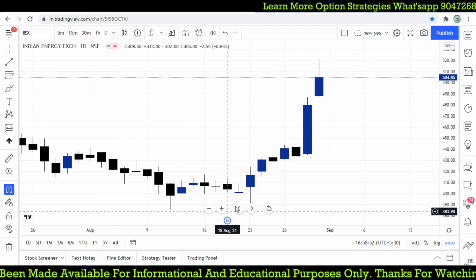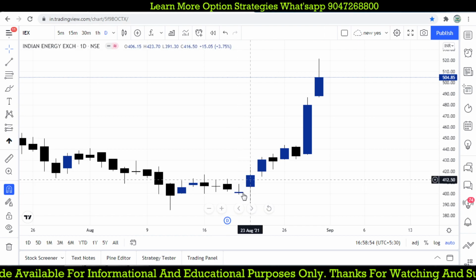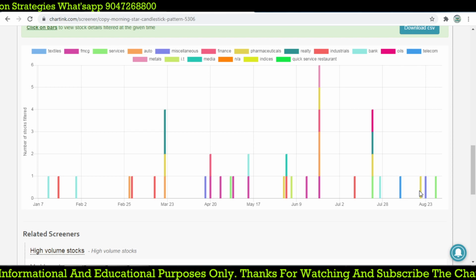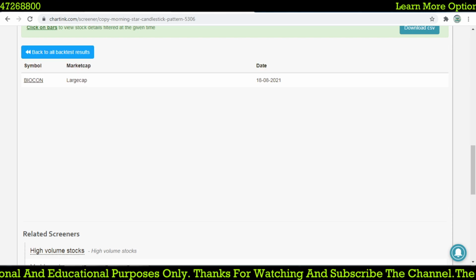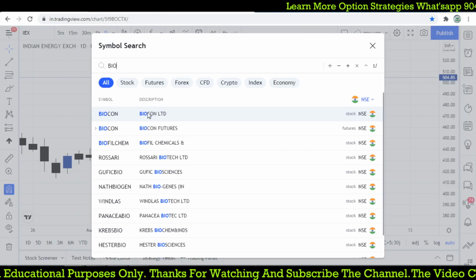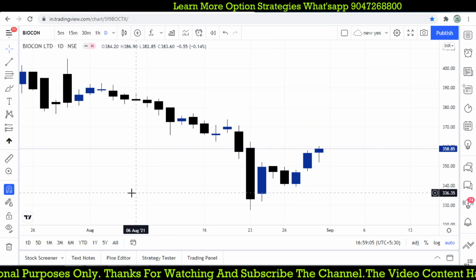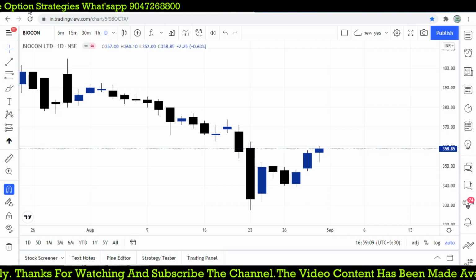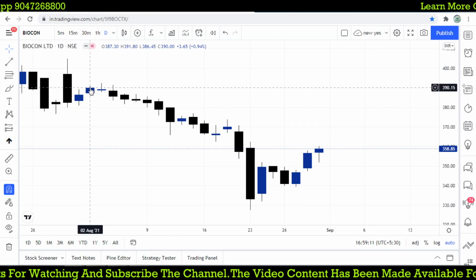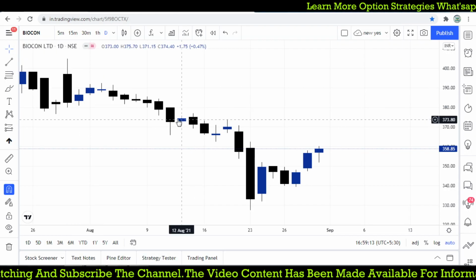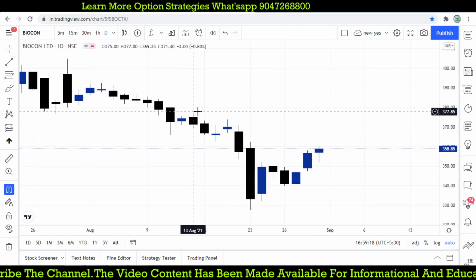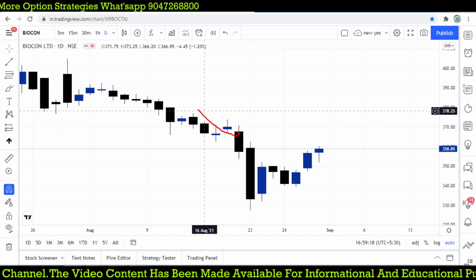That is the pattern that forms at the bottom of the level. Let's go back and check what the stock is. Biocon, let's go to Biocon. Many times we check on the live market at what time it forms. That is 18.8, where you can see there is a reversal pattern. What happened in this?